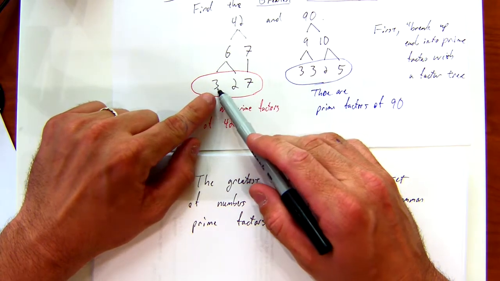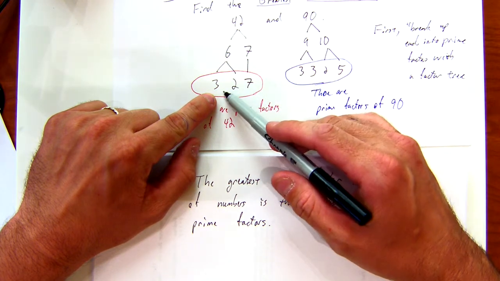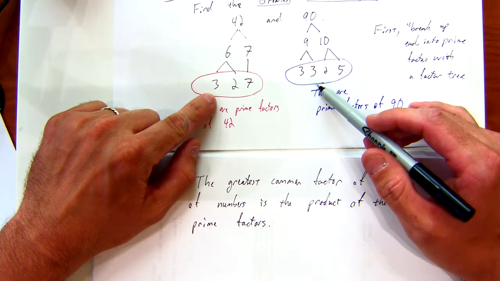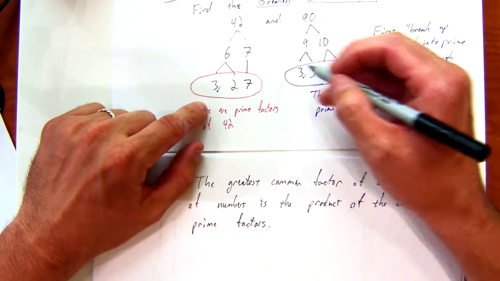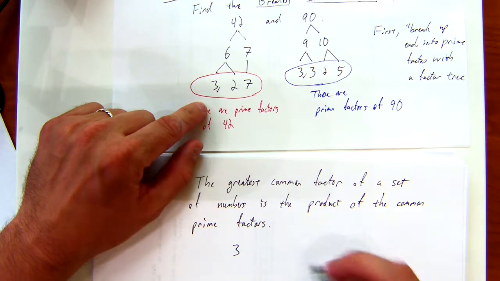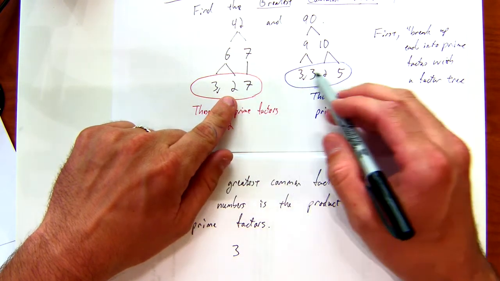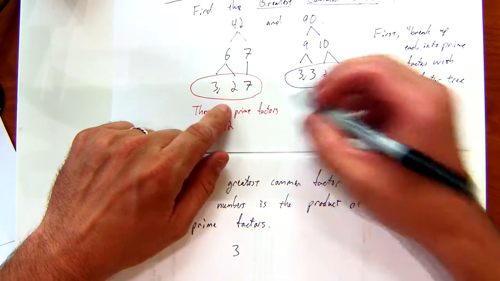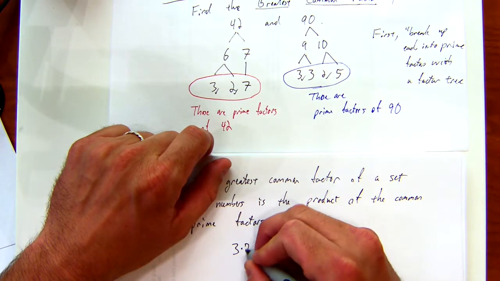Okay, so 3 appears in the prime factorization of 42. Does it appear over here in 90? Yes, so you can put a little check mark there. 3 appears there, 3 appears there. So it's 3. Now over here we have a 2. Is there a 2 that appears here? So we check that off. And that's going to be 3 times 2.